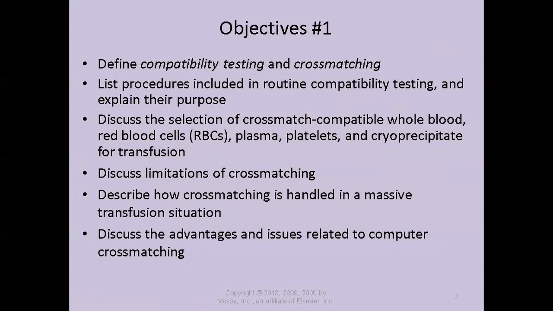So we will define compatibility testing and cross-matching. We will list procedures that are included in routine compatibility testing and explain their purpose. We will discuss the selection of cross-match compatible whole blood, red blood cells, plasma, platelets, and cryoprecipitate for transfusion. Discuss limitations of cross-matching. Describe how cross-matching is handled in the case of a massive transfusion situation. And discuss the advantages and issues related to computer cross-matching.